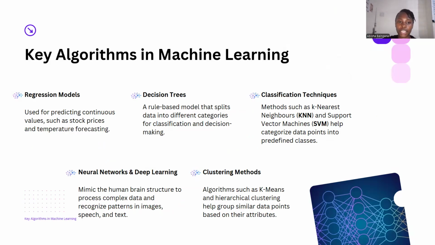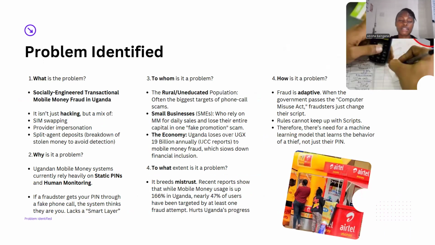So these are some of the key algorithms in machine learning. We have regression models, we have decision trees, classification techniques such as KNN, which is k-nearest neighbors, and SVM, which we've also looked at. We have neural networks and deep learning, as well as clustering methods such as k-means.